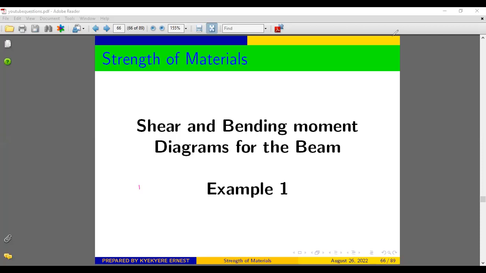We are looking at shear and bending moment diagram for beams. Shear and bending moment diagram for beams, example 1. Let us look at our question today and see how we are going to analyze.